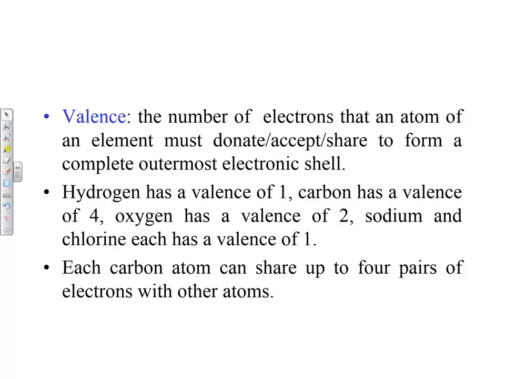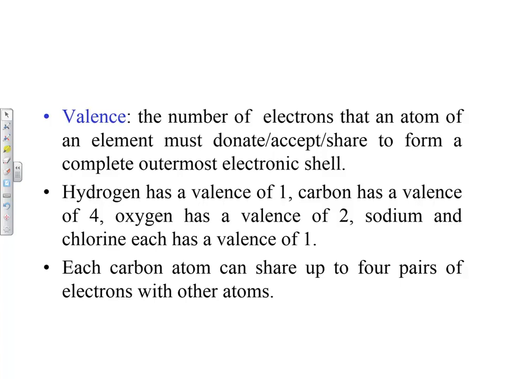Okay, so now we define valency. Valency is the number of electrons that an atom of an element must donate, if it is an electrovalent bond, or must accept. Donate would be in the case of sodium, and accept would be in the case of chlorine, like the example I just gave, or share in the case of carbon and hydrogen, to form a complete outermost electronic shell.